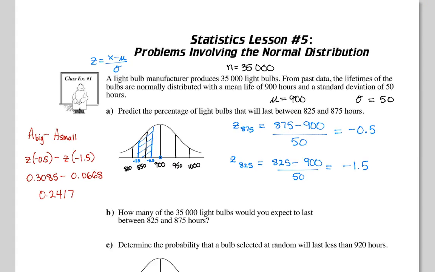So if you predict the percentage, a lot of us predicted between 20 and 30, and look what it ended up being. About 24%. Okay?